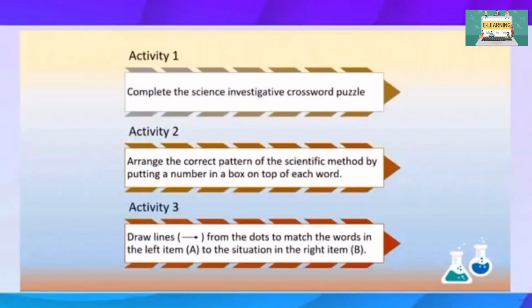Now here is the list of the activities that you will answer after the video. Number 1. Complete the science investigative crossword puzzle. Activity number 2. Arrange the correct pattern of the scientific method by putting a number in a box on top of each word. Activity number 3. Draw lines from the dots to match the words in the left item or A to the situation in the right item or B.